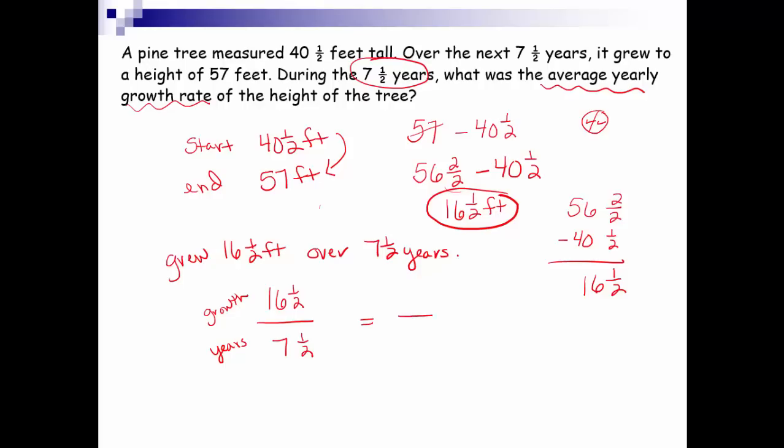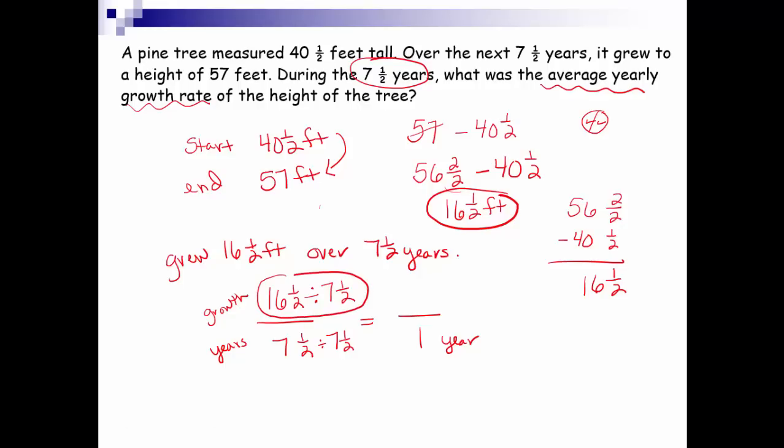And I say to myself, okay, I want to know the average yearly growth rate. I want to know how much it grew in 1 year. So what would I do in the numerator and denominator to simplify this? Oh, 7.5 divided by 7.5 is 1, so I do 16.5 divided by 7.5. So that's actually what we're going to need to work out, 16.5 divided by 7.5.